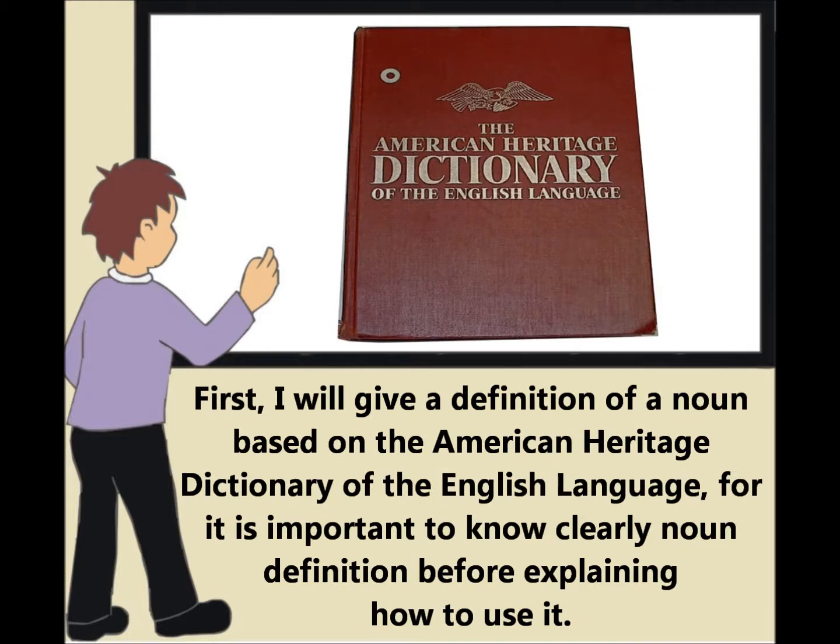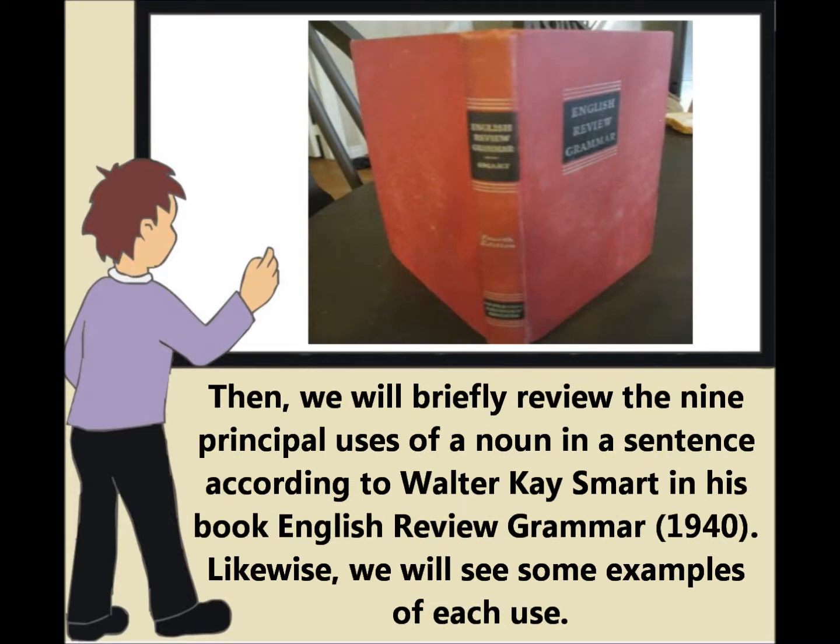First, I will give a definition of a noun based on the American Heritage Dictionary of the English Language, for it's important to know clearly a noun definition before explaining how to use it. Then, we will briefly review the 9 principal uses of a noun in a sentence according to Walter K. Smart in his book English Review Grammar. Likewise, we will see some examples of each use.